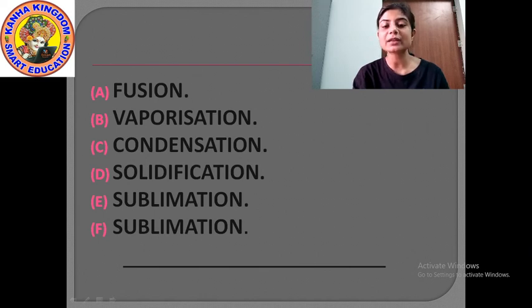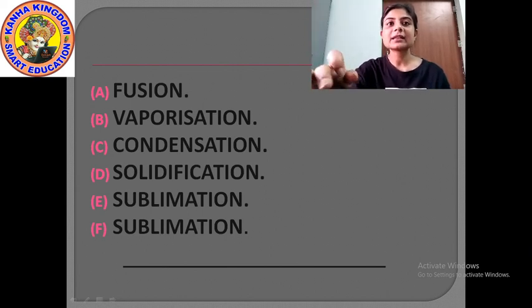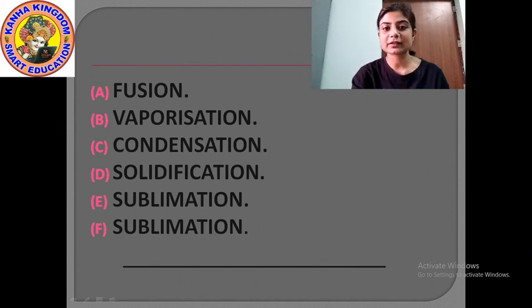That means when gas cools down, it changes into liquid, and when liquid cools down, it changes into solid. That is solidification, ice form. Okay, and again from solid to gas, with increase in heat and decrease in pressure, the process is sublimation. And from gas to solid, when there is decrease in heat and increase in pressure, that is also sublimation. Understood?